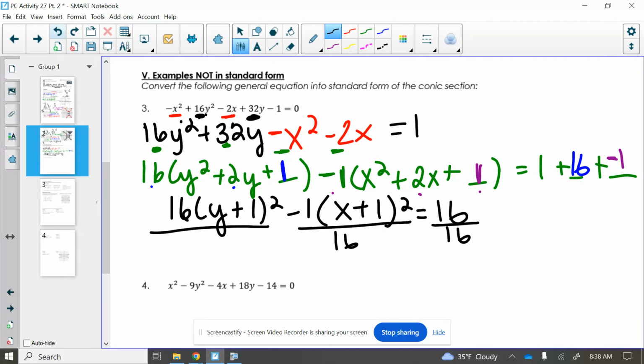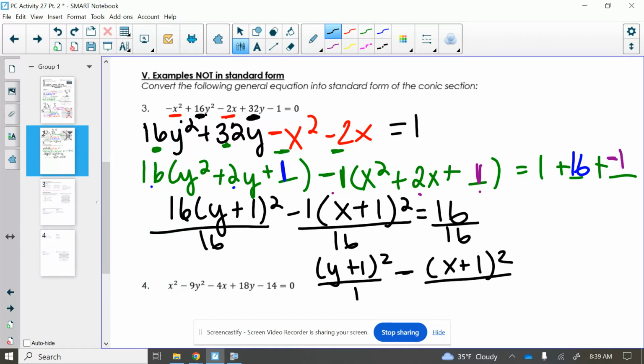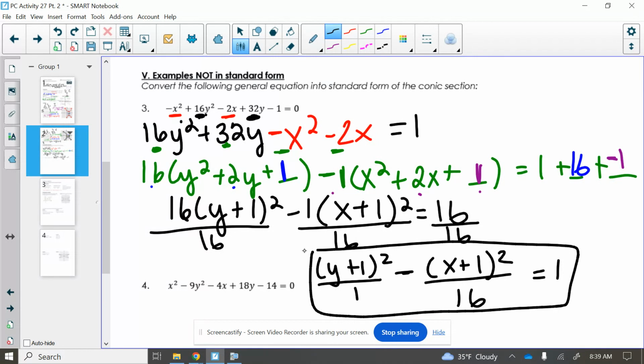And then we can divide over as well. So our final answer after we reduce, we end up with y plus 1 quantity squared. The 16s kind of cancel. You could either just leave it like that or put the 1 in the denominator. And then x plus 1 quantity squared over 16 equals 1.